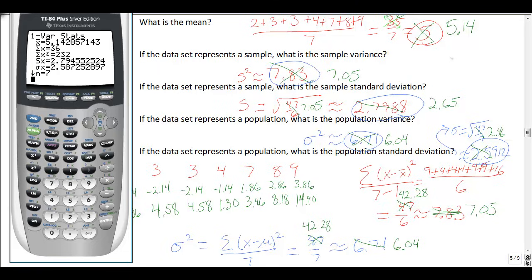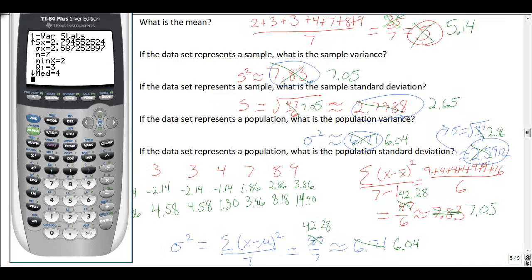So it's nice that I checked that. Now we got to look at this. So Sx, that's our sample standard deviation. That's the 2.79. So we're getting here 2.65. It's a little bit off, but there's some rounding. Perhaps that's okay. Population standard deviation is 2.58. We're getting 2.46. Again, a little bit off. There's some rounding. It's okay. What I could do is square the 2.79 and hope I get something like 7.05. I could square the 2.58 and hope I get something like the 6.04. We'll do that in a bit here.